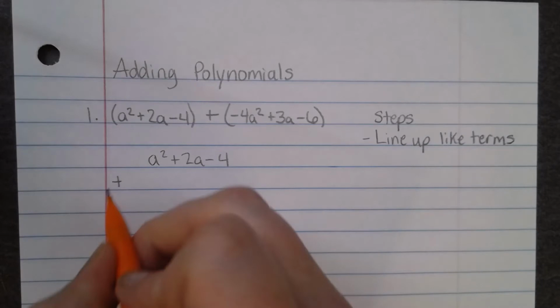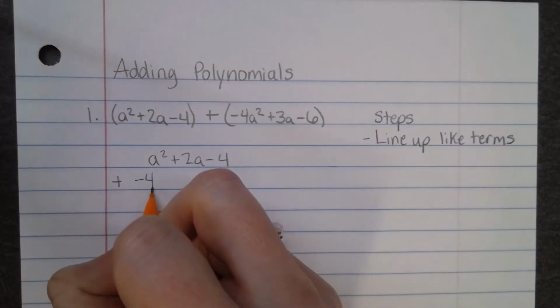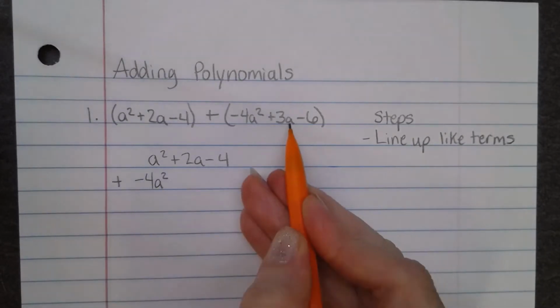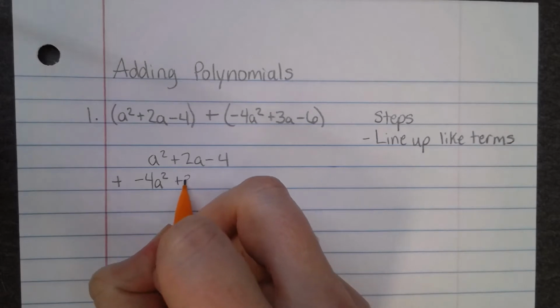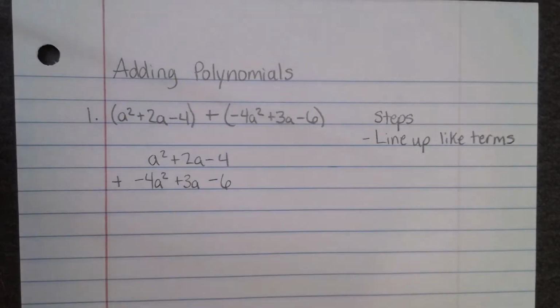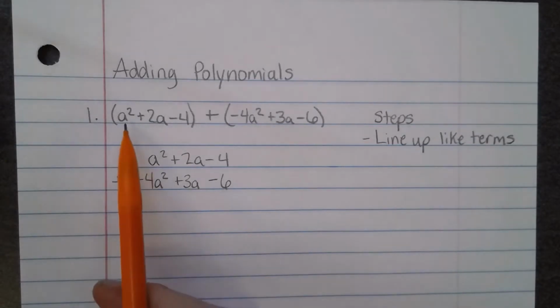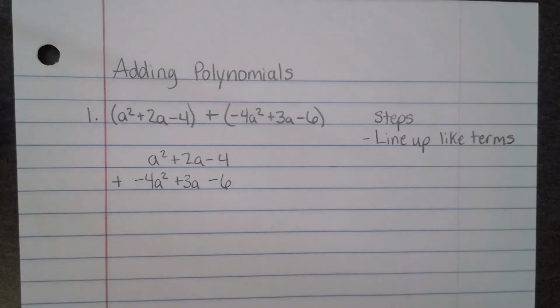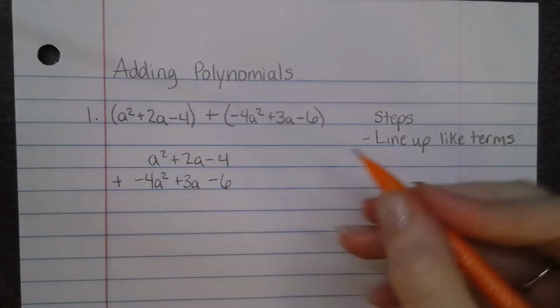Our a squared term will line up with the a squared term. The a term will line up with the a term, and then the constant will line up with the constant. So this one worked out nicely that the first and second polynomial had all of the same like terms. So now we combine the like terms.